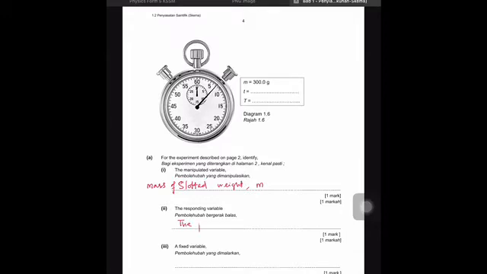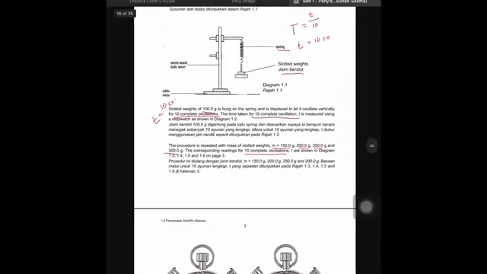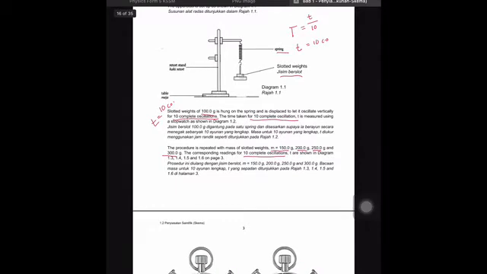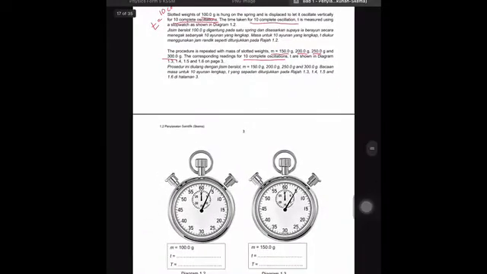The period of oscillation. Where can I get this answer? Look here. You see? Period of oscillation, mass of slotted weight. So you just rewrite them into the answer.